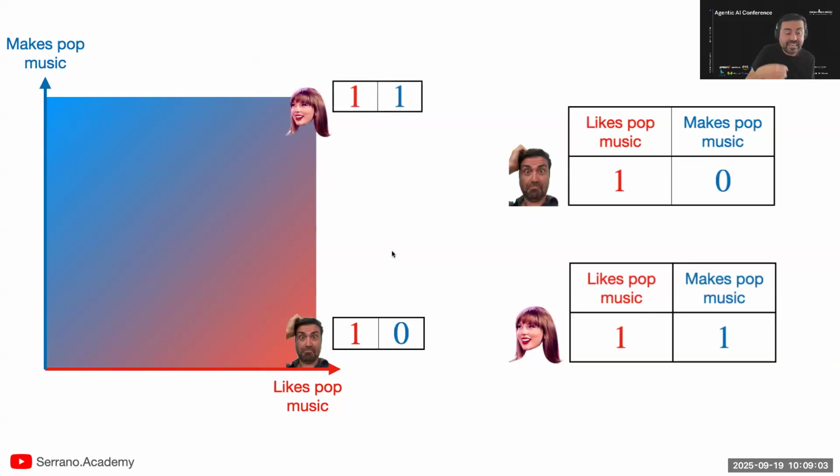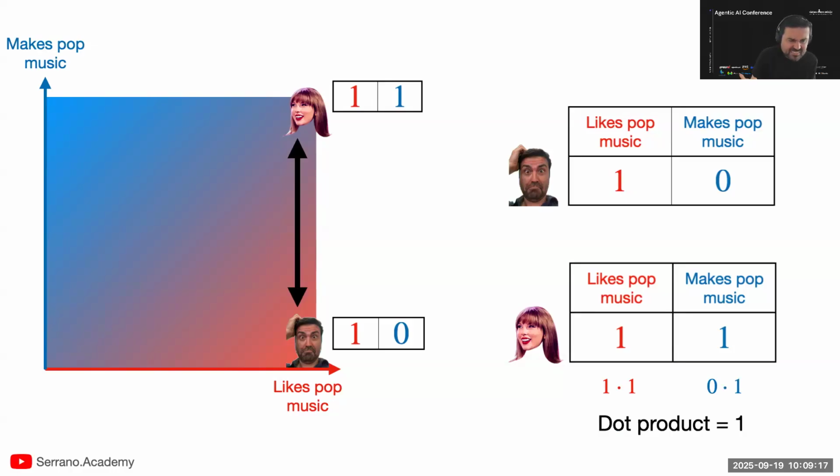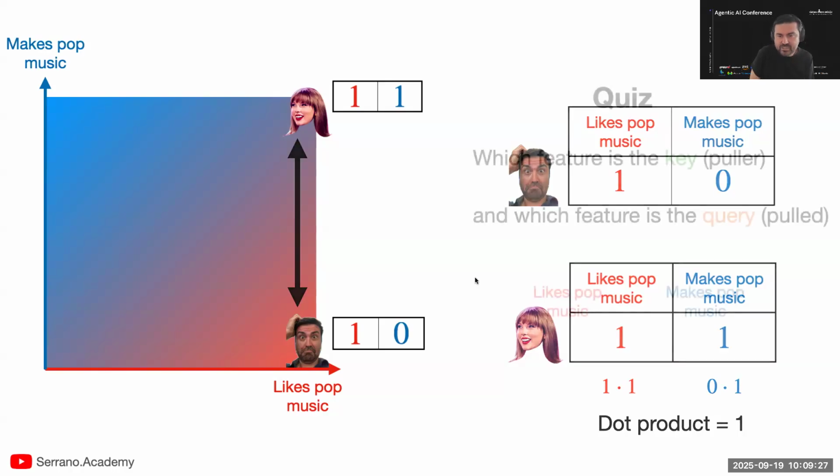Now, if I were to say how similar are Taylor Swift and I, I would just take the dot product, 1 times 1, 0 times 1, and then I'll be like, well, we are similar by a unit of 1. Our dot product is 1. But that means nothing, because the fact that we both like pop music doesn't mean anything, right? It doesn't mean I would pull her or she would pull me into conversation. We need to modify this dot product. And how do we do it?